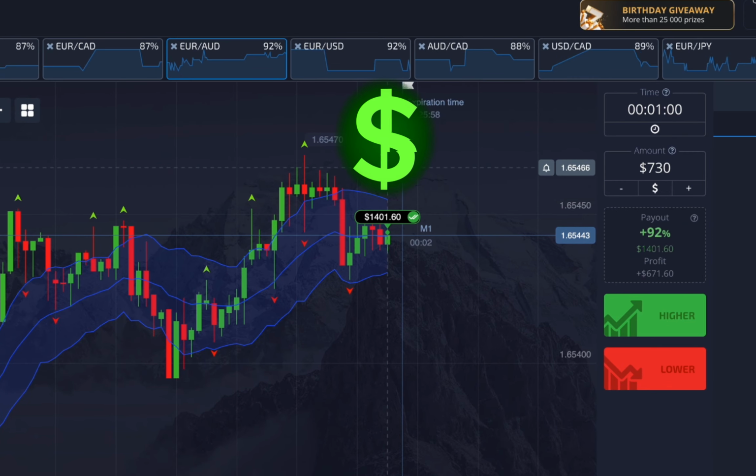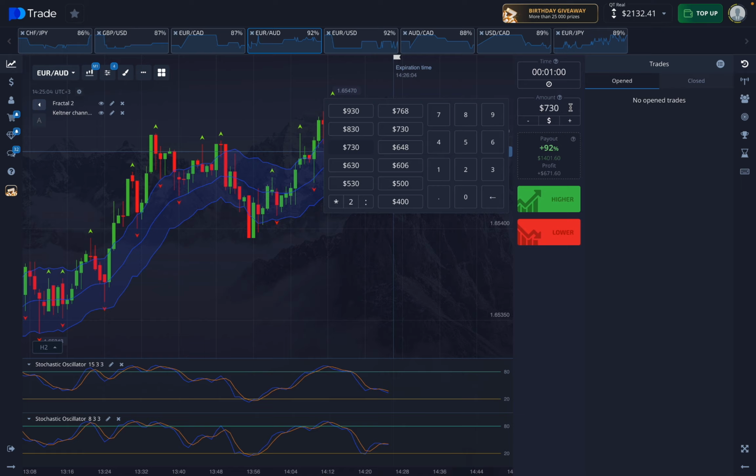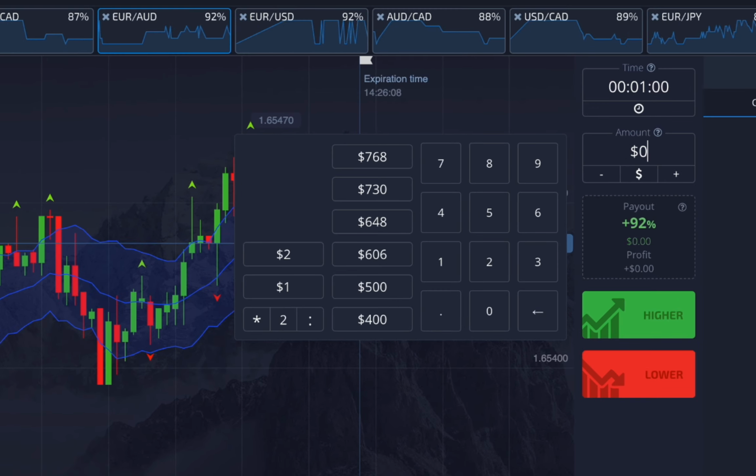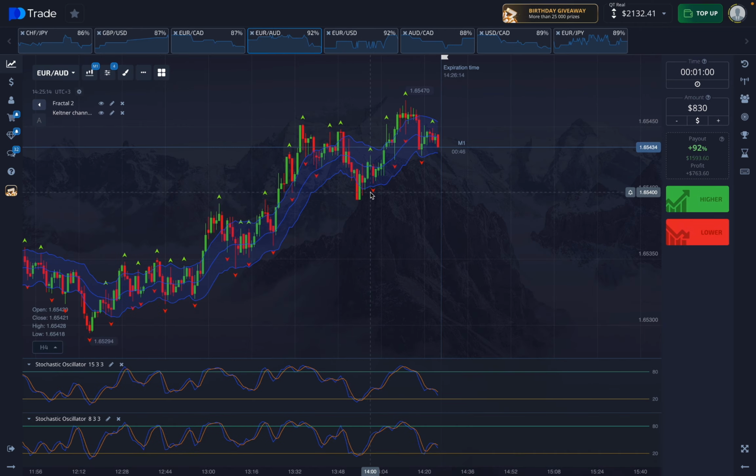The second trade also closes in profit without any issues. I'll change the amount of the trade, probably setting it to $830 0-cents, and let's continue trading. I will carry on with my analysis and choose the next currency pair.